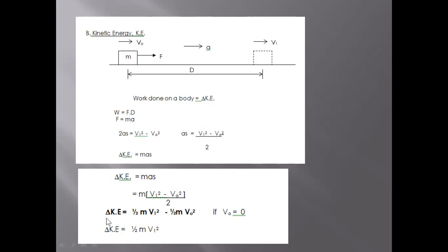Okay, so this gives us, if we're going to distribute the mass on each term, half of mass times final velocity squared minus half of mass times initial velocity squared. Since in this example or diagram, the force exerted starts at rest, okay? So when we say at rest, your initial velocity V sub O or V sub I would be equal to 0. Hence, simplifying this equation gives us delta KE equal to half of mass times final velocity squared for this example.